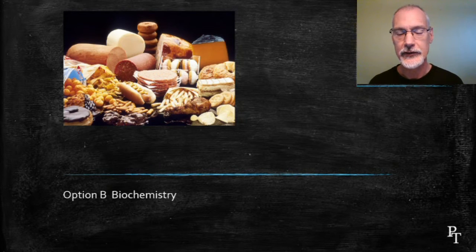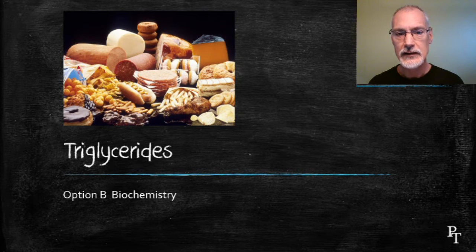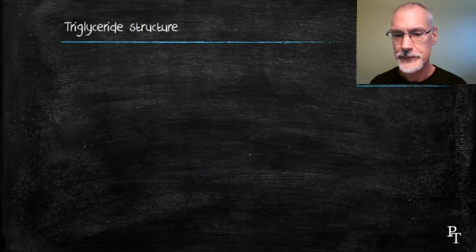Here you see a group of foods that are very high in what we call fats. Fats are based upon a group of lipids called the triglycerides. Let's take a look at how triglycerides are put together and how to take them apart.